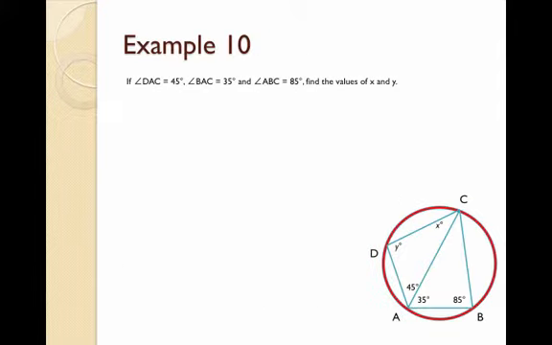We will now look at an example which will use this theorem. Example 10 gives a diagram and says if angle DAC equals 45 degrees, and angle BAC equals 35 degrees, and angle ABC equals 85 degrees, find the values of x and y. Take a minute to draw the diagram and attempt to find the values for yourself, giving reasons.